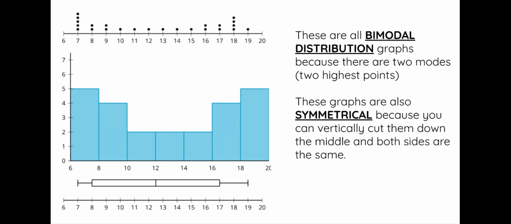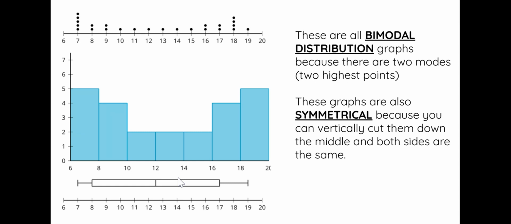The last type of graphs are bimodal. And the reason why they're bimodal is because we have two different modes. We have two different highest points. So we have a high point at 7 and a high point at 18. You can also see this in the histogram because we have a high point in our first interval, 6 to 8, and a high point in our last interval, 18 to 20.